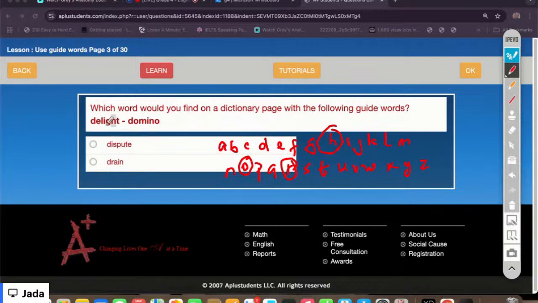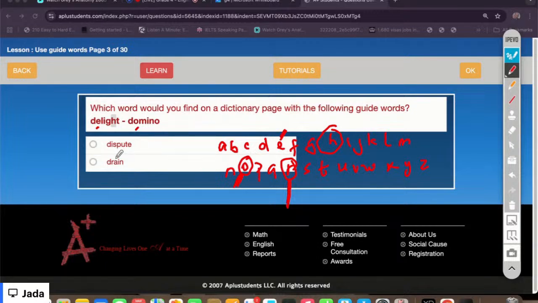So for this one, the first letters are all the same. It's all D. So we will take the second letters. So delight is E and domino is O. So can we find dispute or drain in between? Now drain, we have R, and this is where we have our R here. This is R, and this is O. O stops here. The domino stops at O. And we have the delight, which starts at E, the second letters.